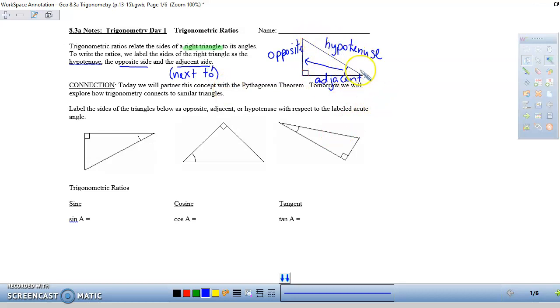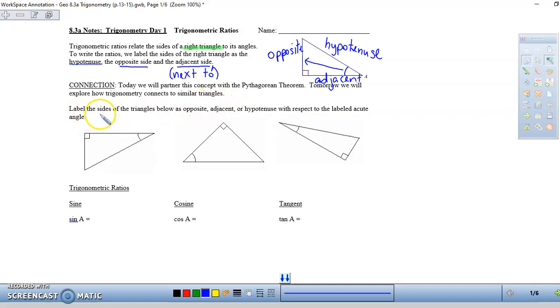So you're going to label the hypotenuse first. Then from whatever angle is labeled, you draw an arrow across, that's your opposite side. And then the remaining side is called adjacent. Okay, connection. Today we will partner this concept with the Pythagorean Theorem. And then tomorrow we will explore how trigonometry connects to similar triangles. Okay, so these are all connected concepts.